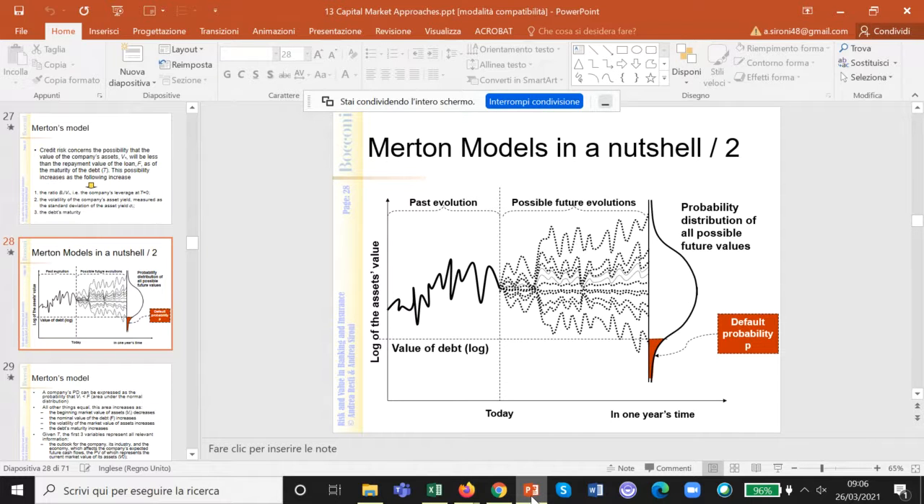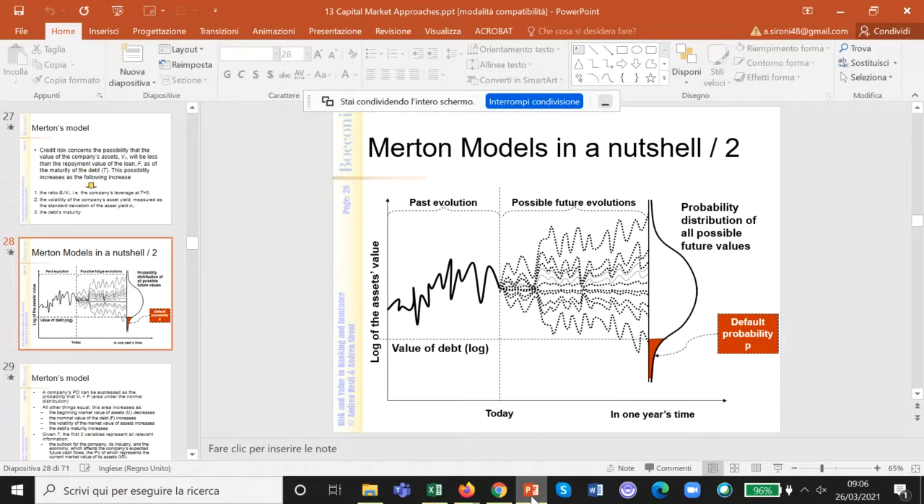Now, here we are today. See the point in time. Now on the x-axis, you have time, okay? On the y-axis, on the vertical axis, you have the company's assets value, okay? The value of the assets. Now, we are in the middle at today, time today.